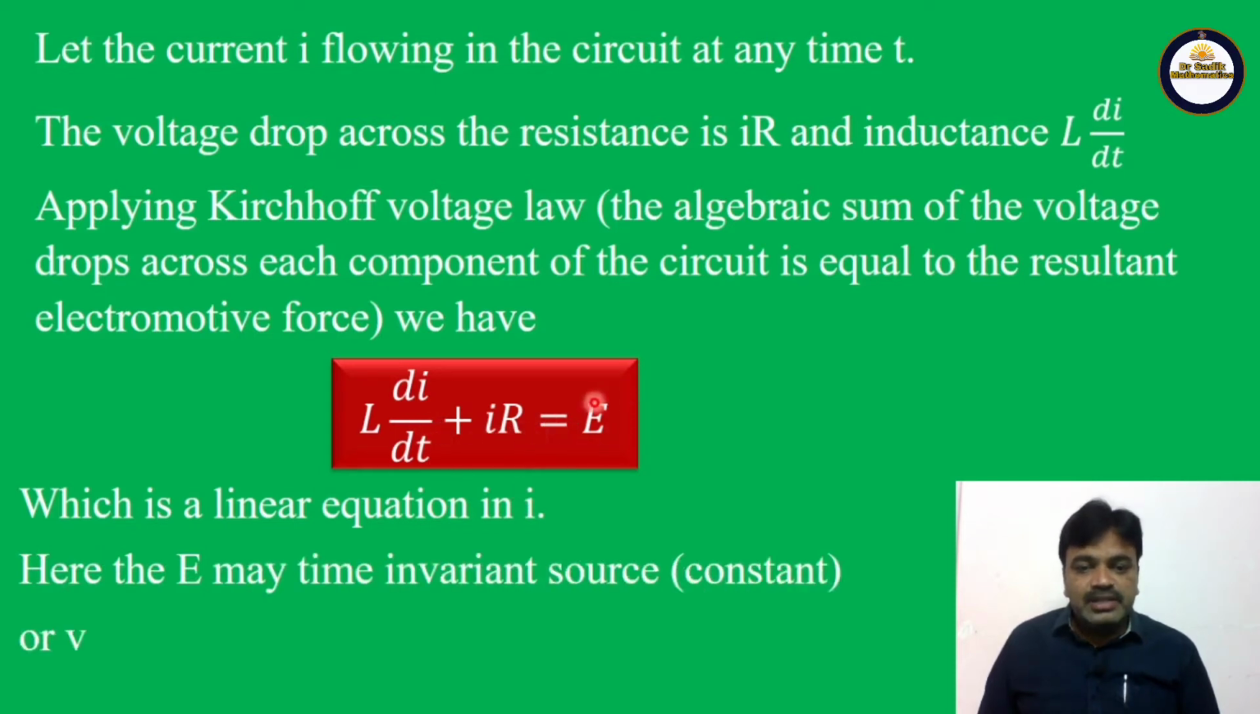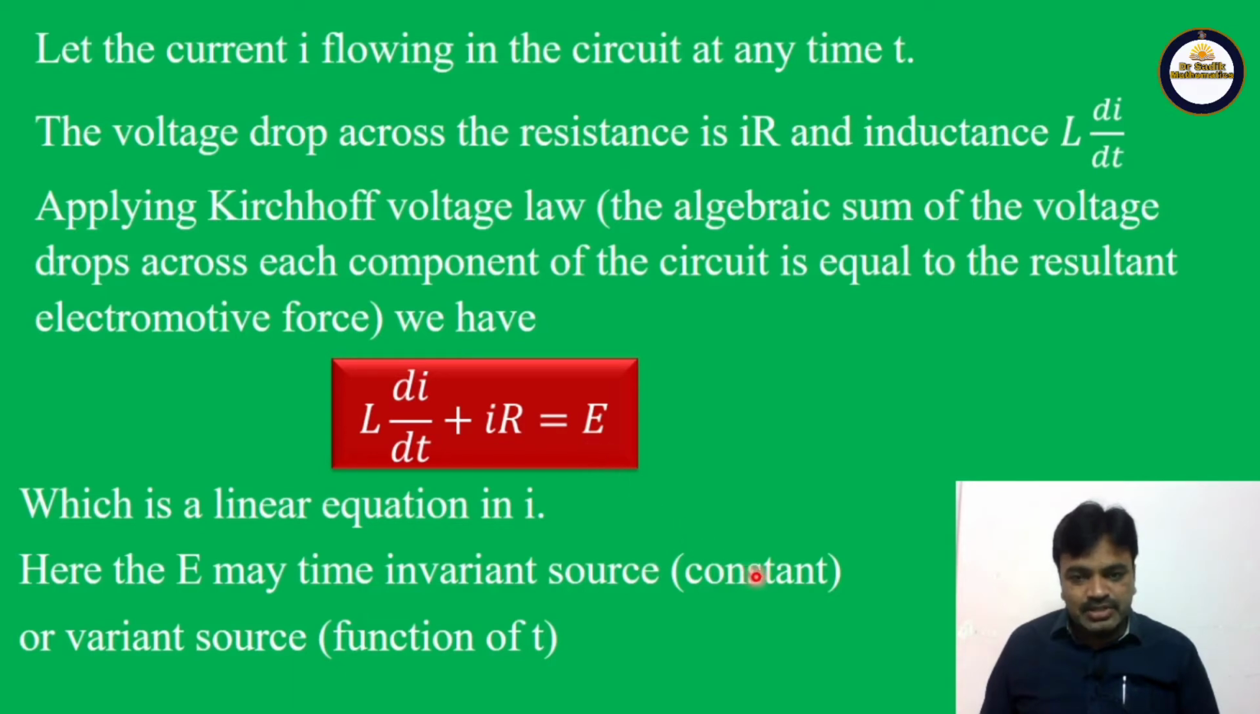Now based on this I, we have two types, friends, two cases here. First one is invariant source. Invariant source means this E is constant, like 10, 100, 200. Or variant source, which means E is a function of t. This is very important, friends. These two types of problems we are solving.